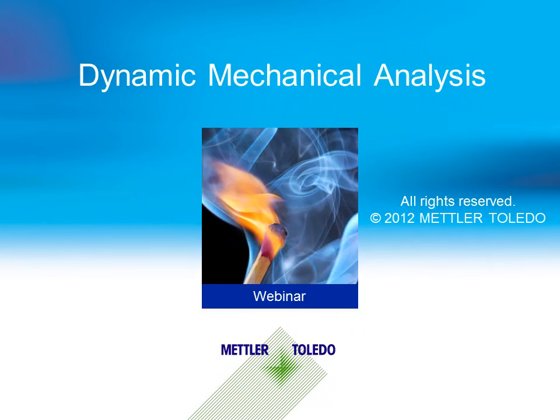Ladies and gentlemen, welcome to this seminar on dynamic mechanical analysis, or DMA as it is usually called. DMA is one of the most important techniques in thermal analysis. It can be used to study the viscoelastic properties and behavior of a wide range of materials as a function of temperature or frequency.